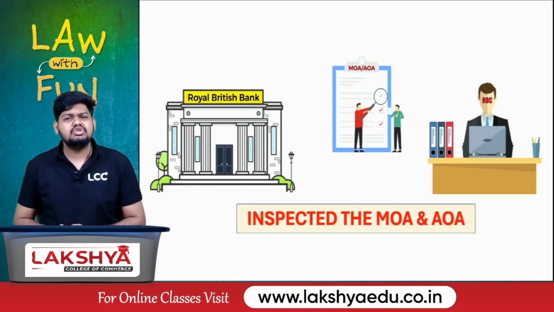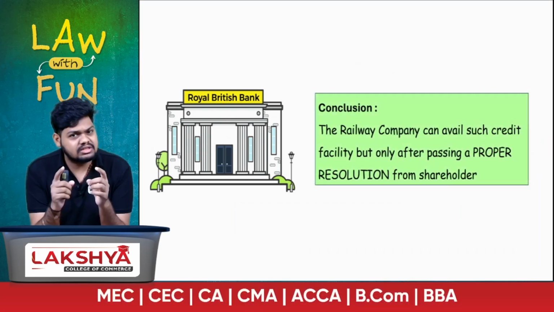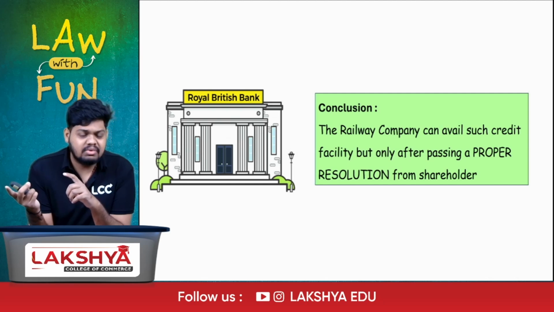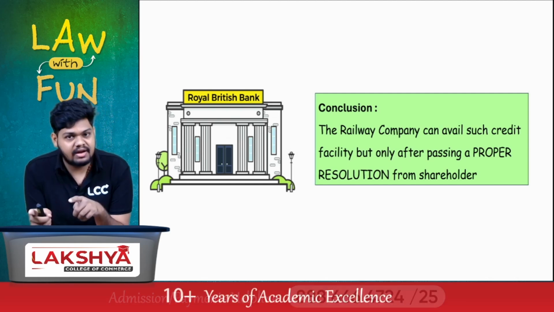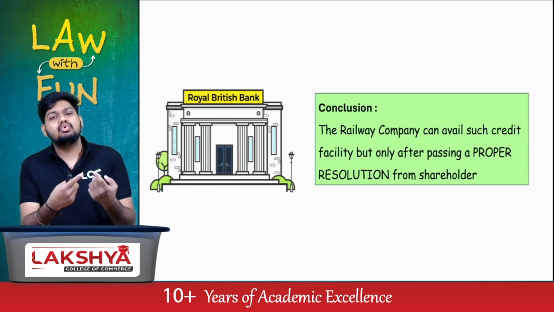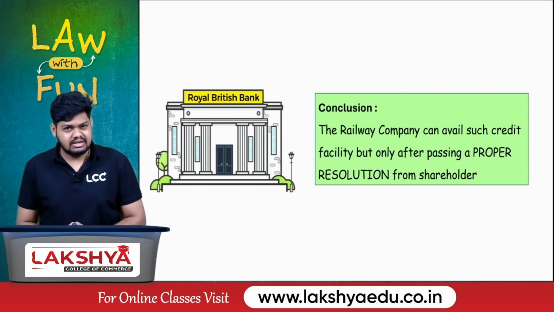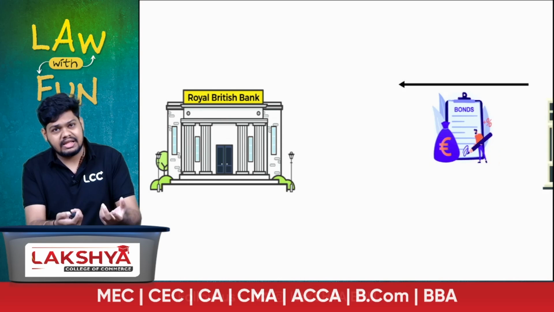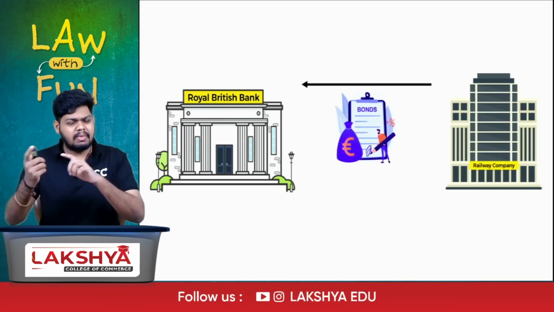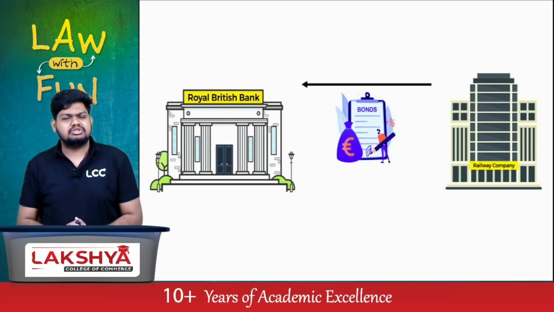And after inspection of these documents, the Royal British Bank came to the conclusion that, sir, this railway company can take a loan, but they can take a loan only and only after getting a proper approval, a proper resolution passed from the shareholders. Then the Royal British Bank, with the knowledge that the resolution must be passed, comes back to the railway company and asks, railway company, have you passed your resolution?